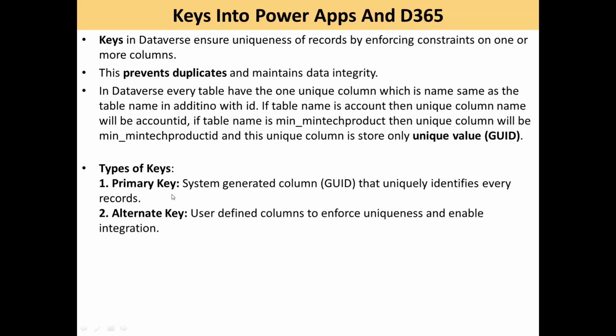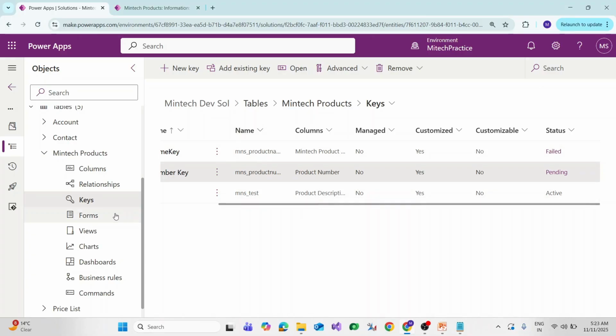So we have two types of key. The first one is the primary key, which is a system-generated column that uniquely identifies every record. And the second one is the alternate key, which is a user-defined column to enforce uniqueness and enable integration. So if you make any column a unique column, this column will not allow storing duplicate values.